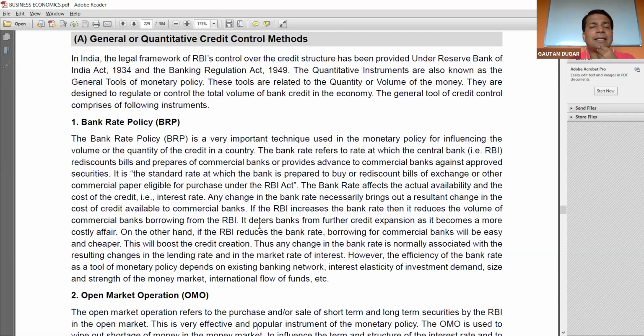So I hope you understand, if the flow of credit needs to be reduced, the bank rate will be hiked. Bank rate will be increased. If the bank rate is increased, the flow of credit goes down and vice versa. So for MCQ exams, you must remember that the bank rate and credit creation are inversely related.